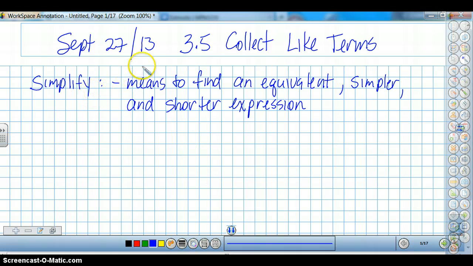I just want to, it's 3.5 collect like terms, and I just wanted to start off with a definition. Remember, I'm trying to build up your mathematical vocabulary. Whenever you see the word simplify, it means to find an equivalent, simpler, and shorter expression. That's what you're going to end up doing when you're collecting like terms.